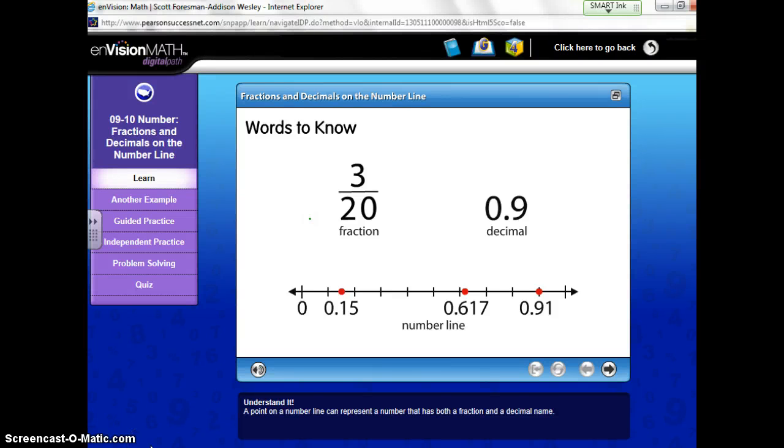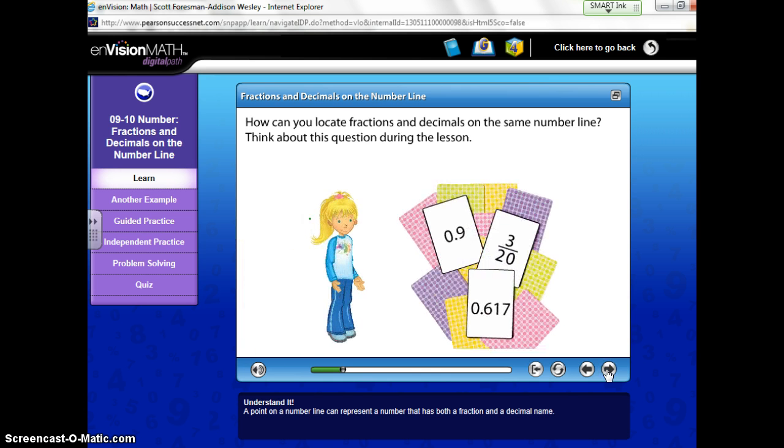Get started today. We are going to use what we've learned the last 2 days about changing fractions to decimals and decimals to fractions. And we're going to take those numbers and plot them on number lines today. So, how can we actually locate fractions and decimals if they're on the same number line, even though they don't look anything alike? Well, that's our question of the day.